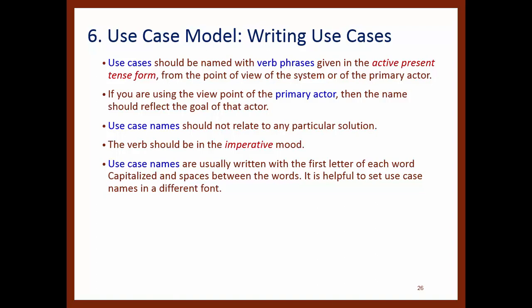Use cases should be named with verb phrases given in the active present tense form from the point of view of the system or the primary actor. If you are using the viewpoint of the primary actor, the name should reflect the goal of the actor. Use case names should not relate to any particular solution. The verb should be in imperative mood. Use case names are usually written with the first letter of each word capitalized and space between the words. It is helpful to set up use case names in a different font.